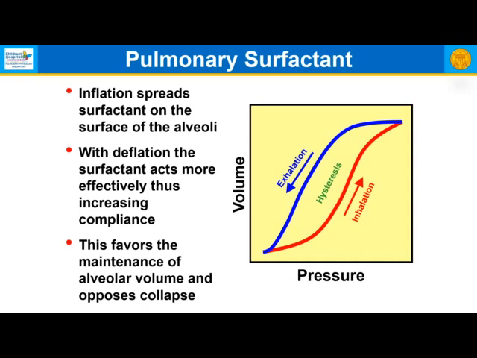So what happens is we're now going to inspire here, surfactant spreads out, and so it maintains a higher lung volume even at a given pressure. So this descending limb here is at a higher volume the whole way down, and the difference here is called hysteresis, and that's due to surface tension or properties of the air-liquid interface.